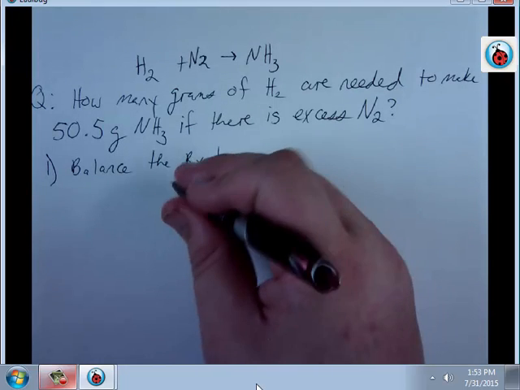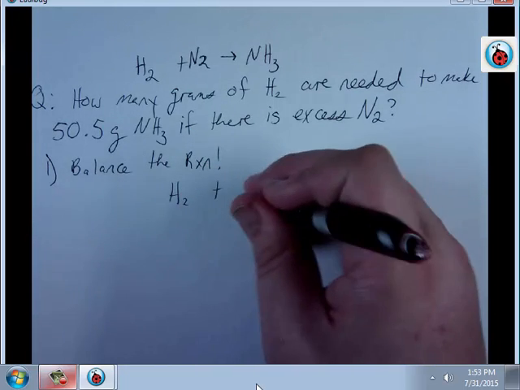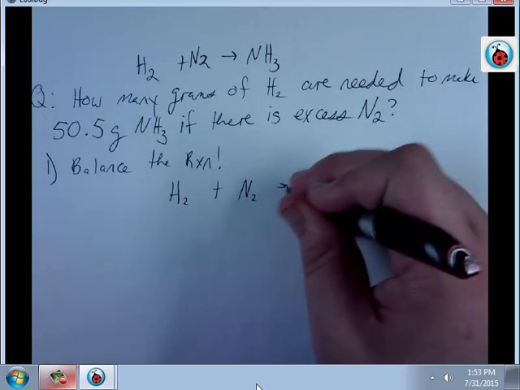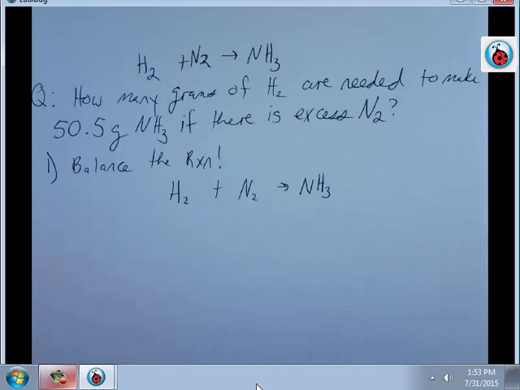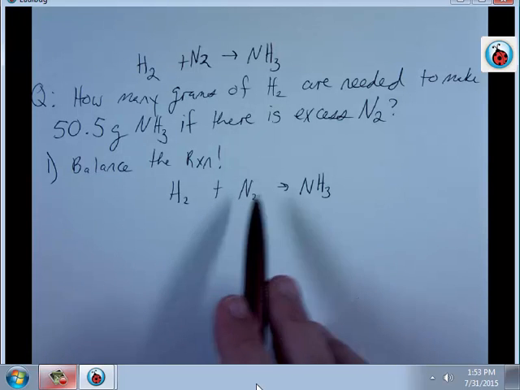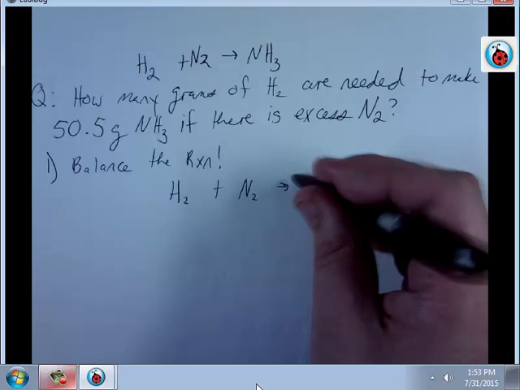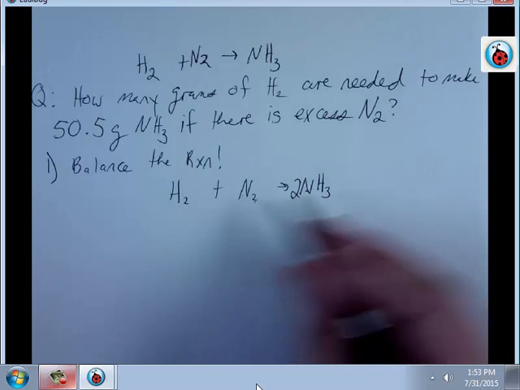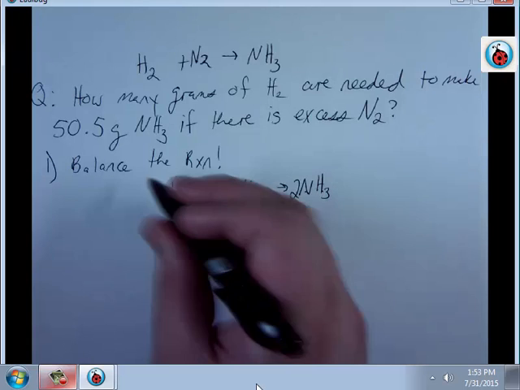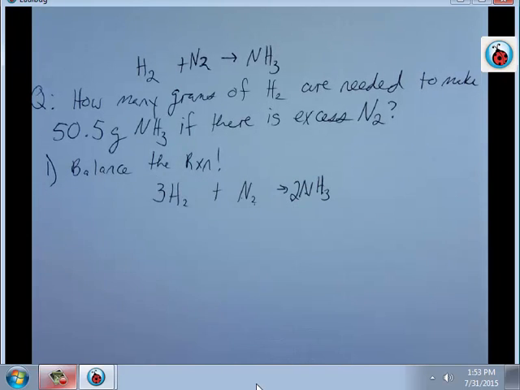So let's see, I have H2 plus N2 goes to NH3. How am I going to balance this? Well, I know I'm going to need 2 of these. So I have 2 N's, 2 N's. Now I have 6 H's. So I just throw a 3 in front of here and there's 6 H's. Alright, so balanced.